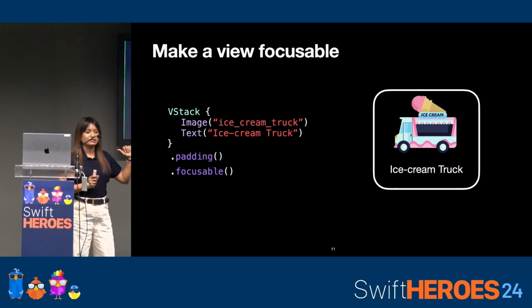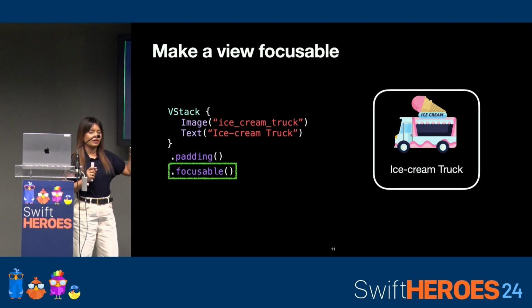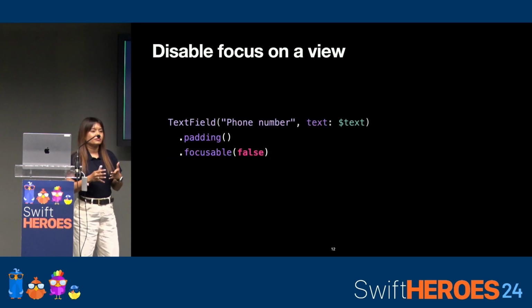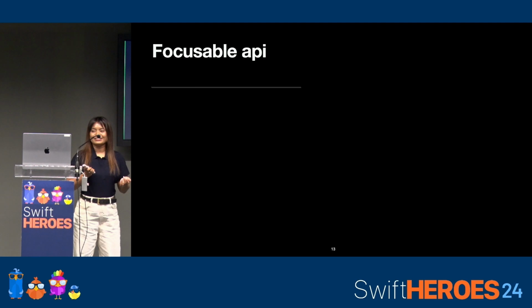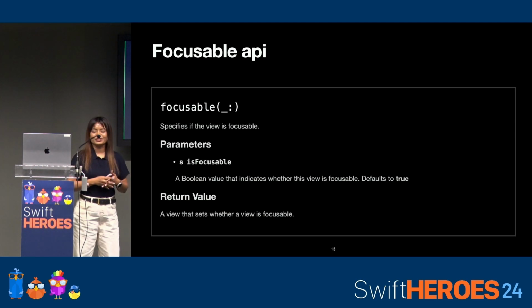For example, here it's a vertical stack of an image and a text. By adding this focusable modifier, you can make this particular view focusable. And you can use this same thing to make something not focusable. For example, if for some reason you don't want this text field to receive focus, you can still use it and pass the condition as false. Let's look at the official documentation. That's how it looks.